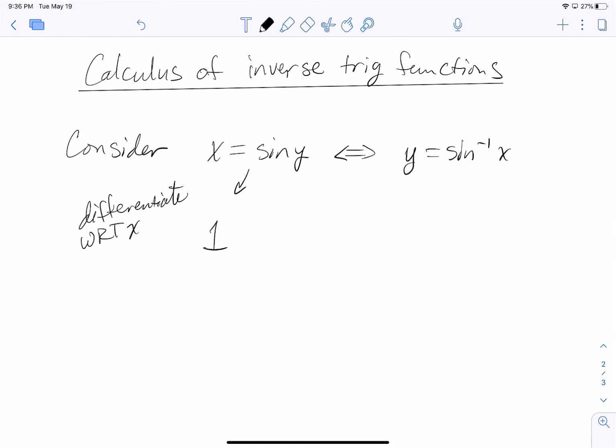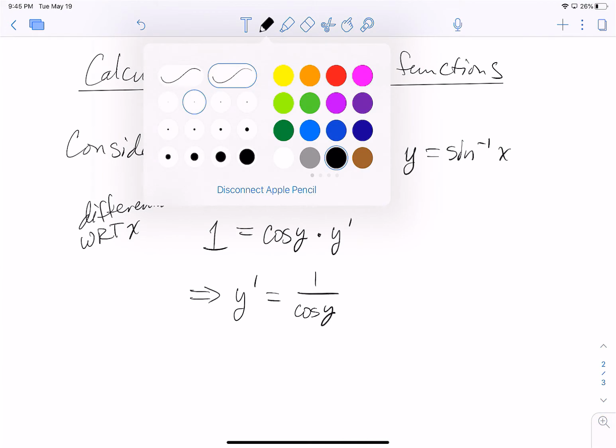And on the right-hand side, if we use implicit differentiation, then we get the derivative of the sine, so cosine of y, times the derivative of the inside function, so times y prime. Which means that if we divide both sides by the cosine of y, we get y prime is equal to 1 over the cosine of y. While true, we can make this into a more useful form.